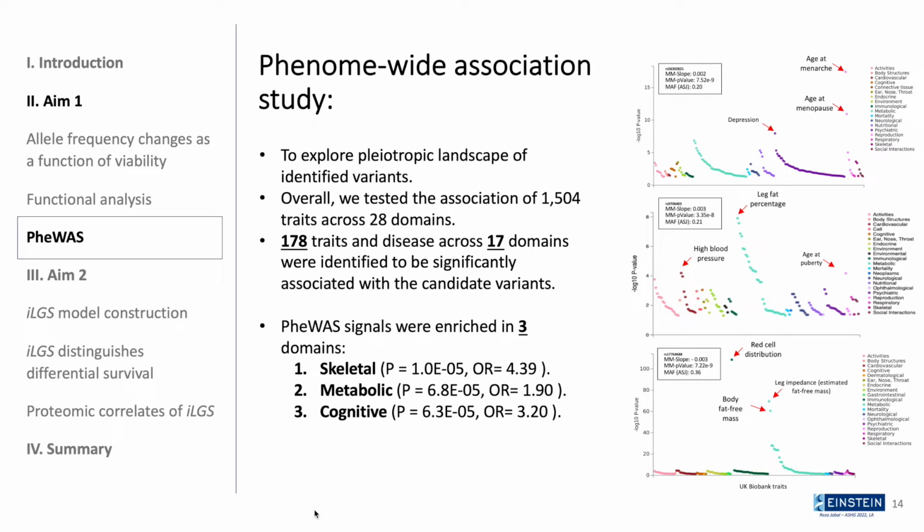PheWAS associations were significantly enriched in 3 domains: the skeletal domain, that included traits such as bone mineral density; the metabolic domain, that included traits such as body fat percentage; and overall cognitive performance.